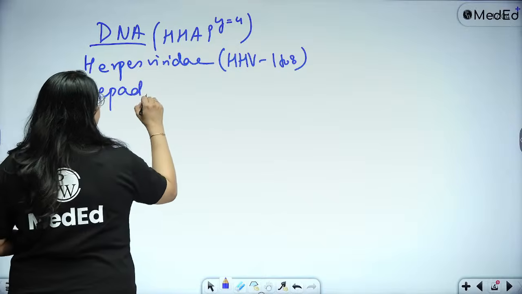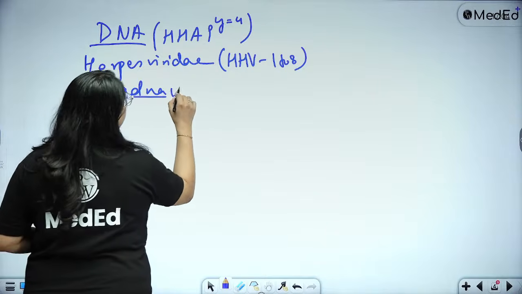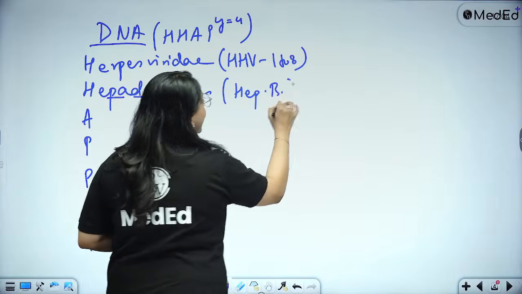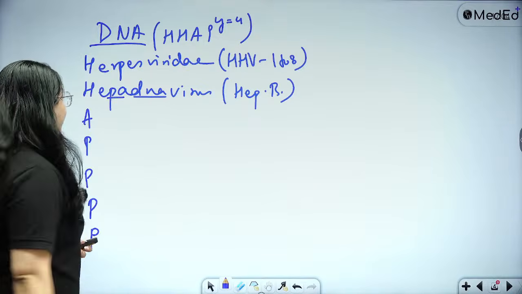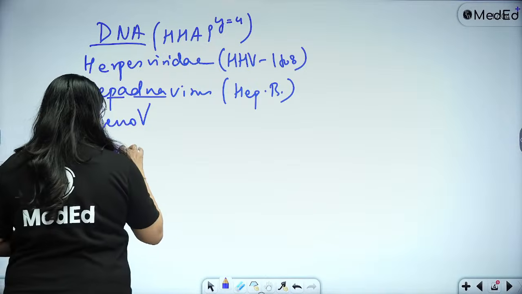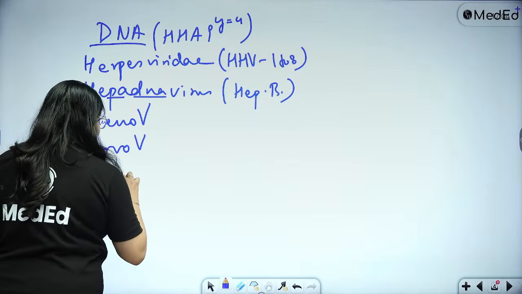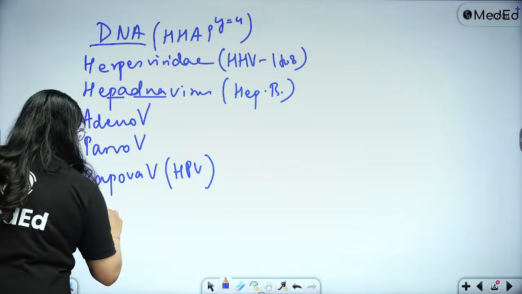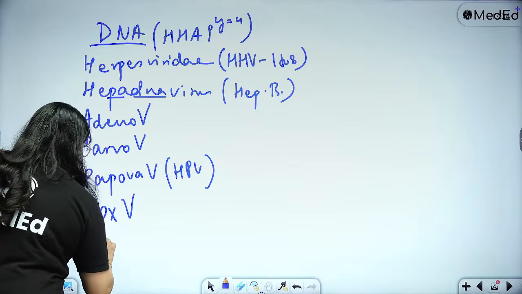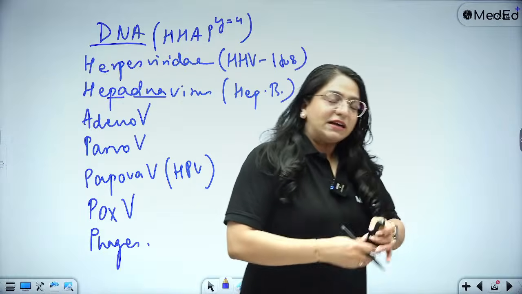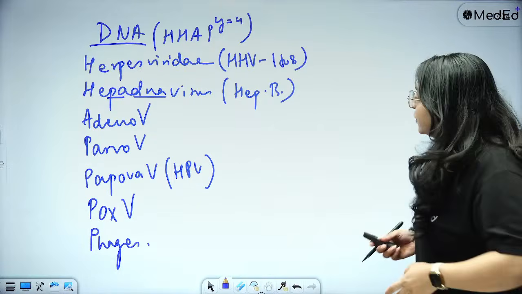Then you have hepadna. Hepadna, we know, partial DNA virus. What is it? It is the Hep B, hepatitis B, the only hepatitis virus which is a DNA virus. Then adeno, parvo, papovaviridae, which includes your human papilloma virus. Then the pox viruses and the phages, the bacteriophages. Of course bacteriophages are not going to cause any disease in humans, right?